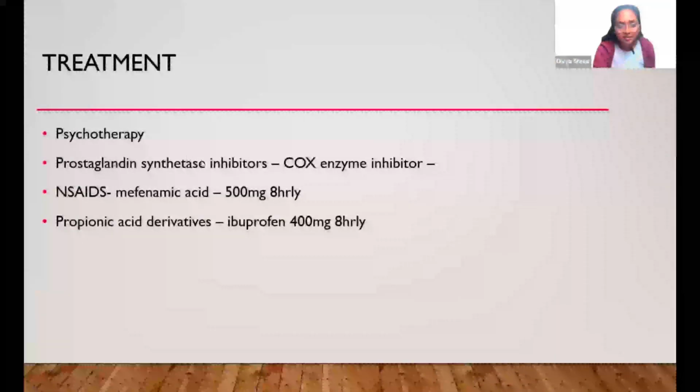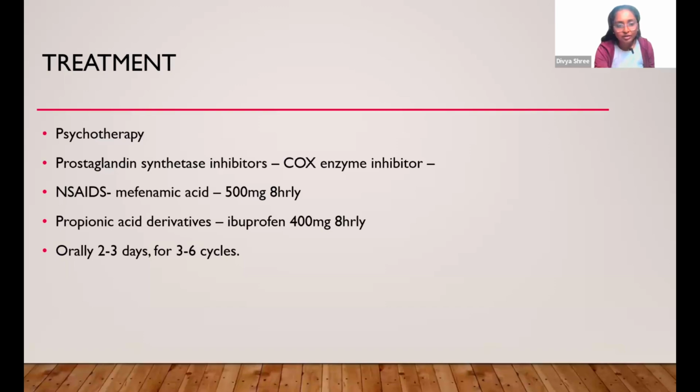So the prostaglandin synthetase inhibitors work on the COX enzyme and inhibit the production of prostaglandins. Examples are mefenamic acid and propionic acid derivatives. Mefenamic acid belongs to a group called fenamates. You can give 500 mg TID for 2 to 3 days during the cycles. You can also give propionic acid derivatives like ibuprofen 400 mg TID for 2 to 3 days.